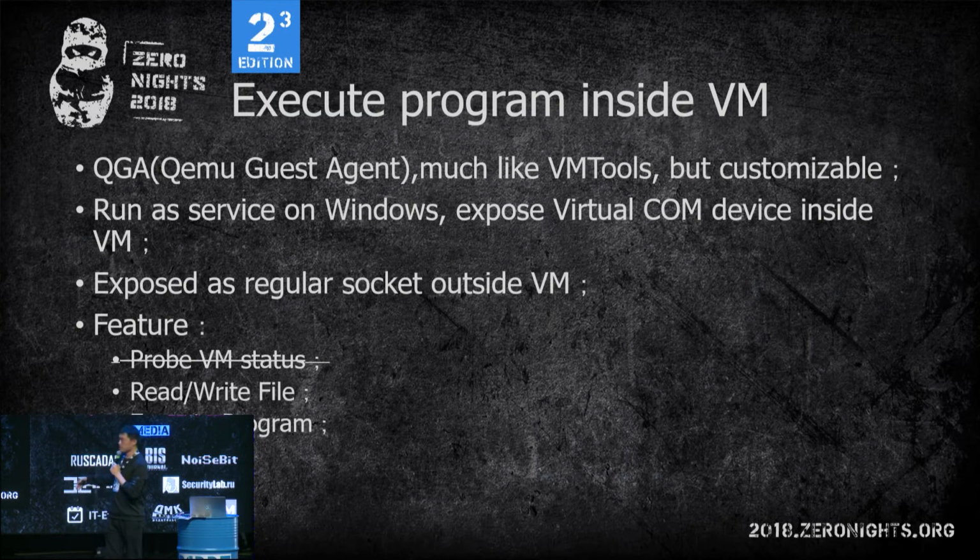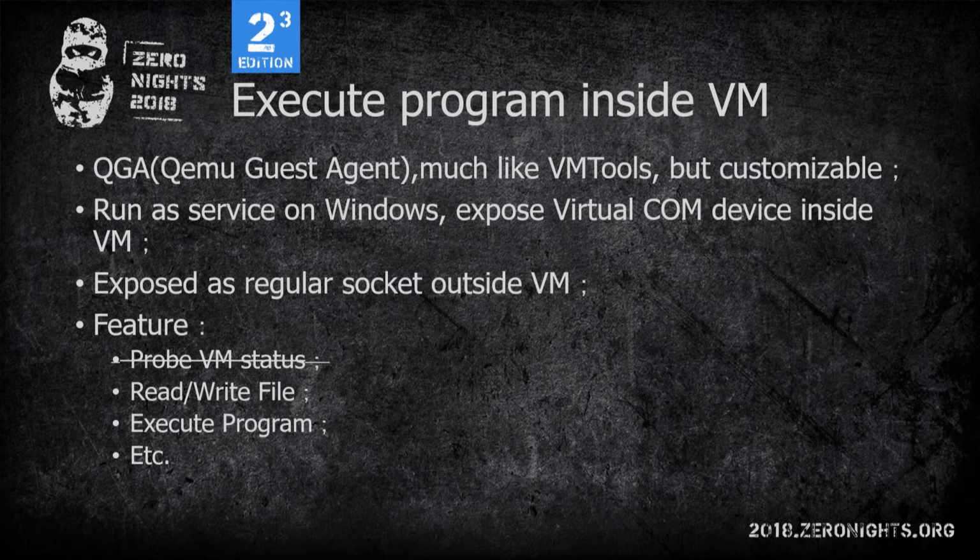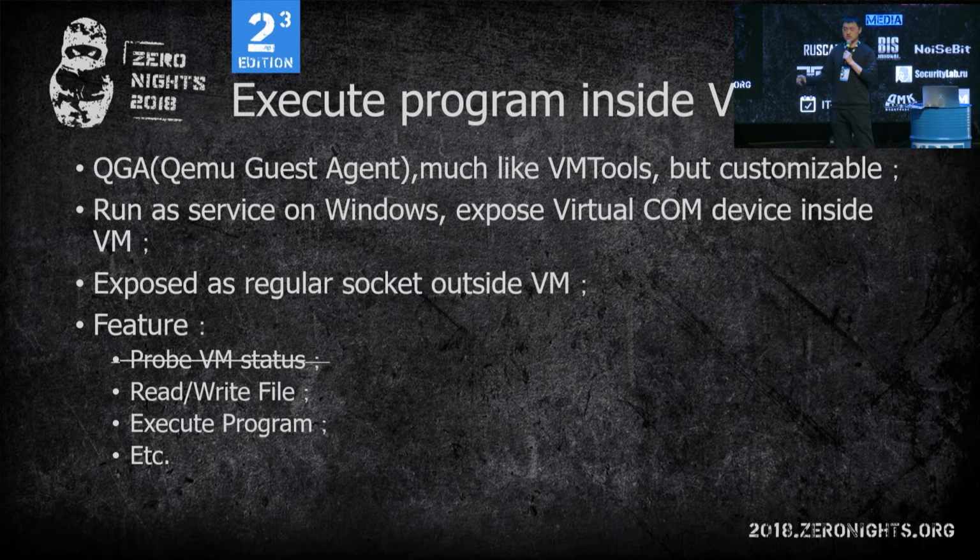So how do we execute the program inside the VM? We use the QGA, the QEMU Guest Agent. It's much like the VM tools, but you can customize it. You can add your own features to it, and also expose a regular socket that you can connect to from the host machine. Using this feature, we can read and write files, execute programs, and so on.